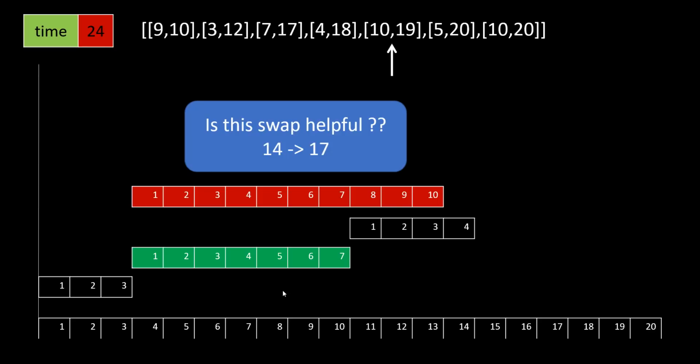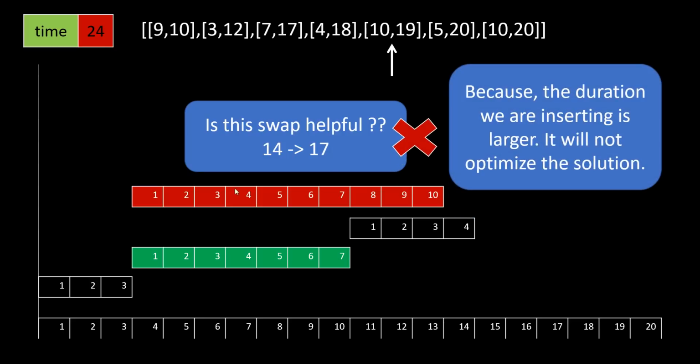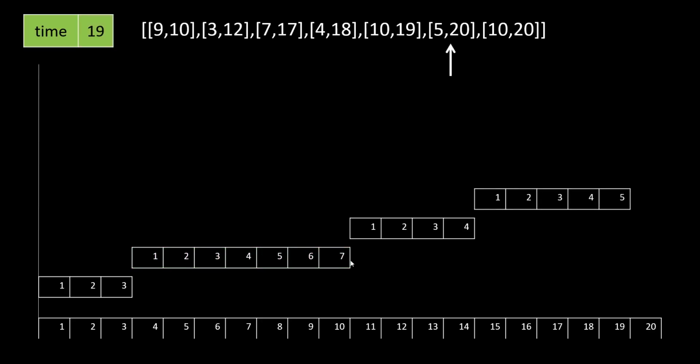The biggest course that I had was of 7 days, and considering that course, I was able to complete the 3 courses in 14 days. But if I consider the newer one or the current course, I'll be able to complete all the courses, that is all this 1, 2 and 3 courses in 17 days. So is this swap helpful in order to optimize your answer? What do you think? Definitely not, because the duration that we are trying to insert would be larger than the one that we are going to remove. And so it would not be optimizing our solution. And that's the reason we'll do nothing but move further.